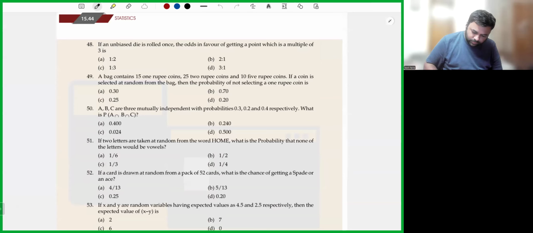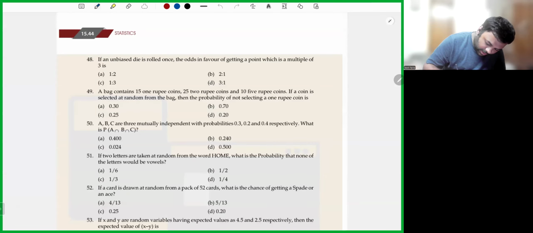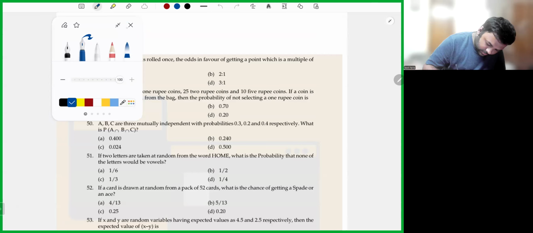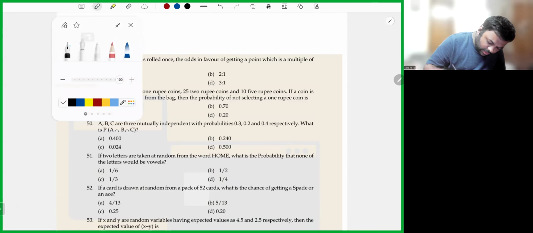Now, this is set A from question number 48 onwards. I'm starting. All are simple, my dear friends. We will complete all and proceed further.